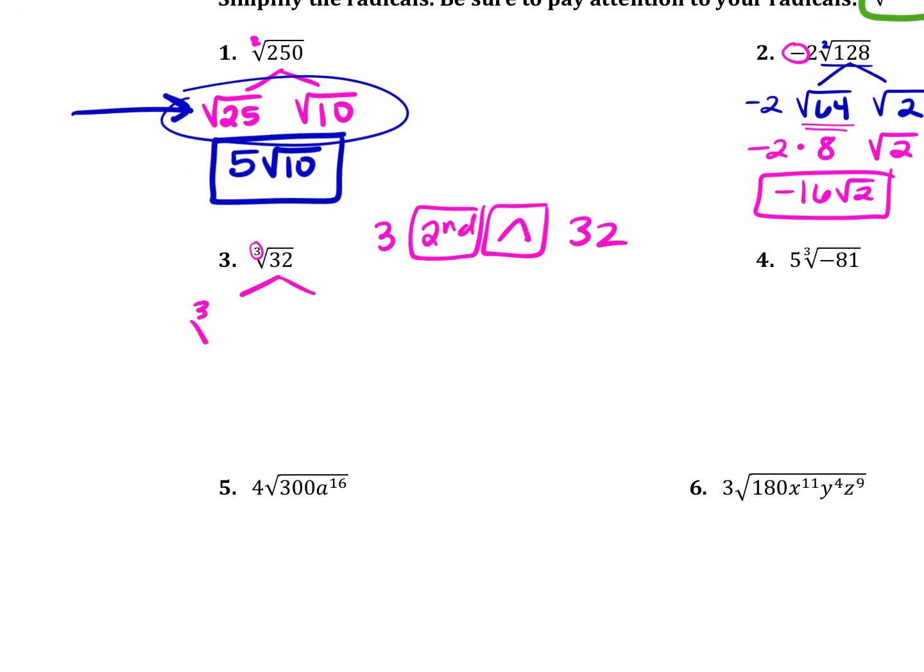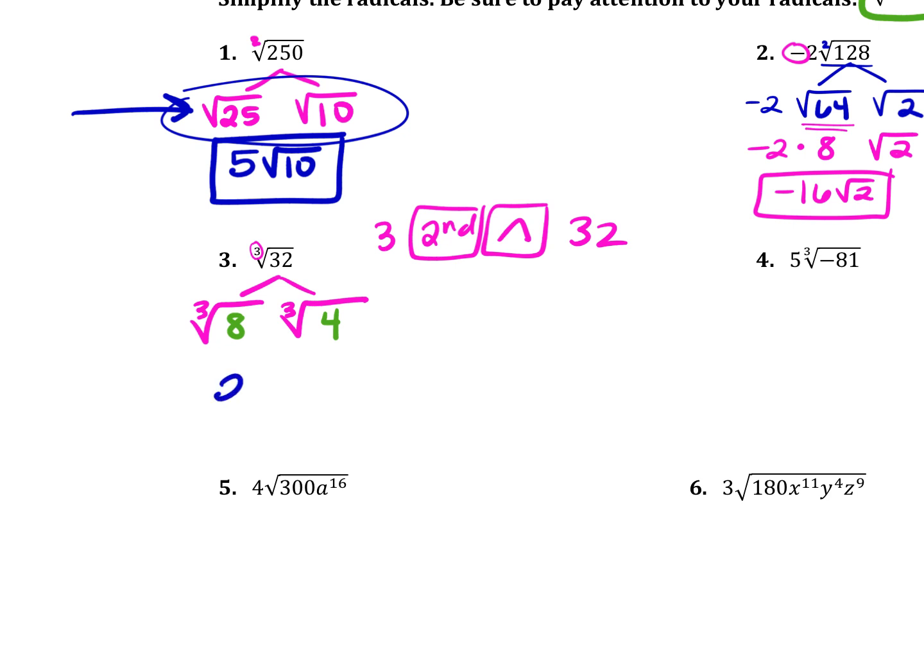Of the list of perfect cubes, is there one that 32 is divisible by? 8. Yeah, 8 works on this one. So 32 divided by 8 is 4. So you can write it like this. And then what do you do? You cube root it, right? So you would do 3, I always forget, 3 second caret 8. Take the cube root of 8 and you get what?